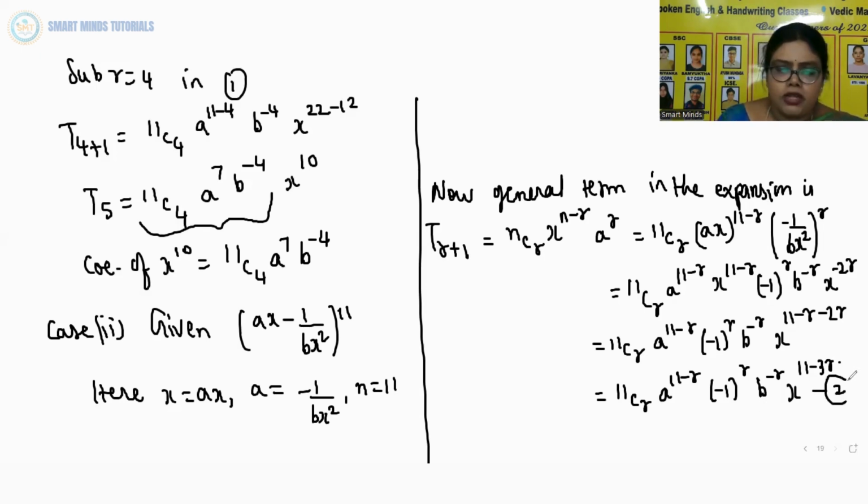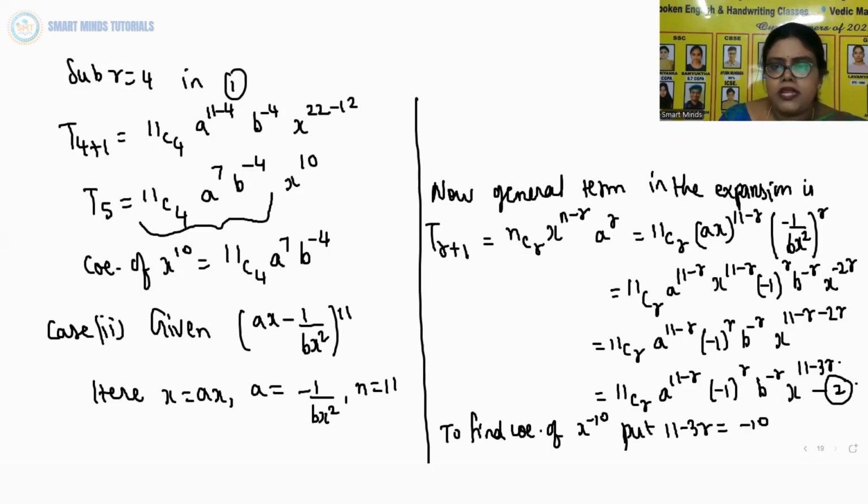This is equation number 2. Now to find the coefficient of x power minus 10, we need to put 11 minus 3r is equal to minus 10. So 3r is equal to 21 and r is equal to 7.